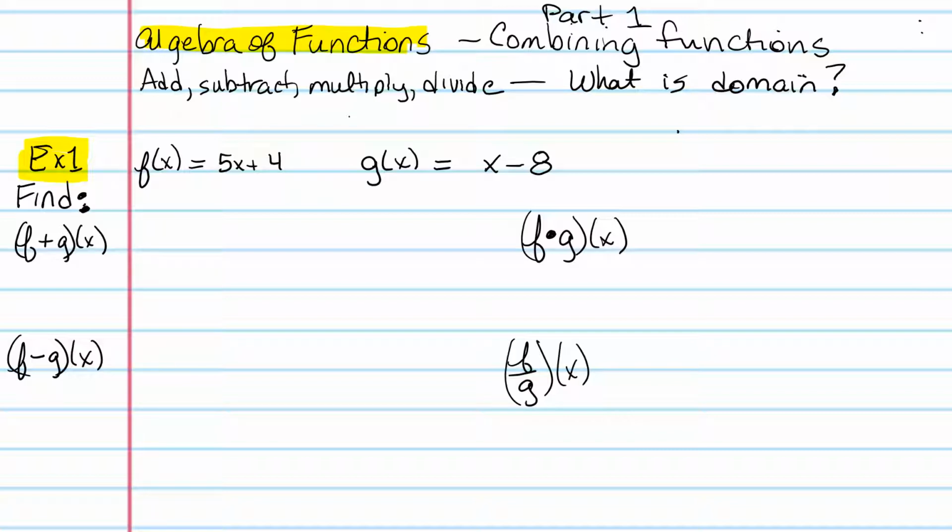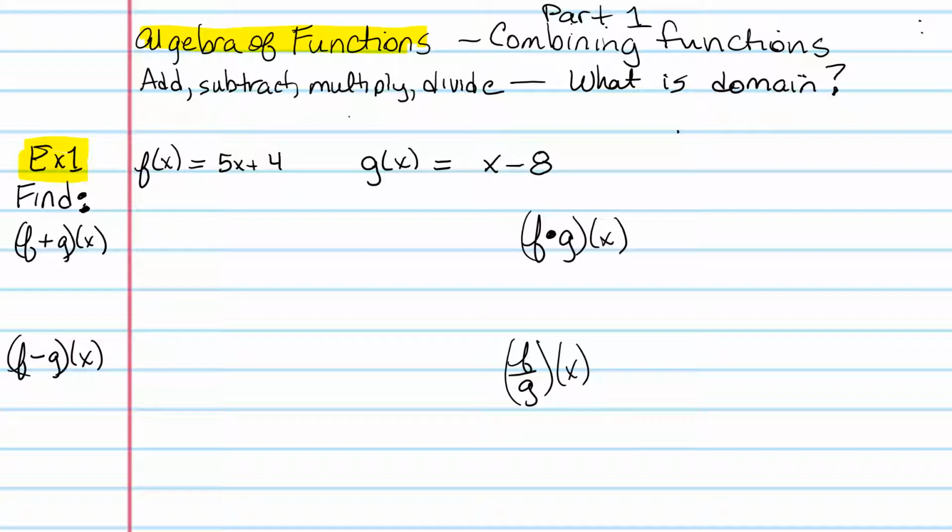So here we have two functions. Both of these functions are linear. And because they're both linear, the domain for both of them is just your regular standard default domain of negative infinity to positive infinity. Okay, and so we're going to add them, subtract them, multiply them, and divide them, and we will check out the domain of each when we're done.